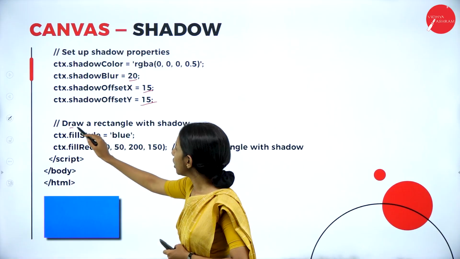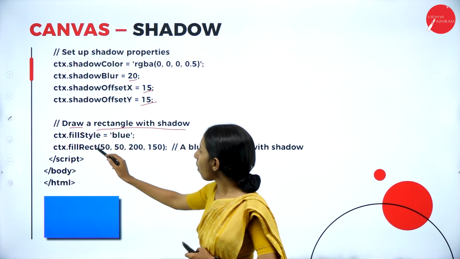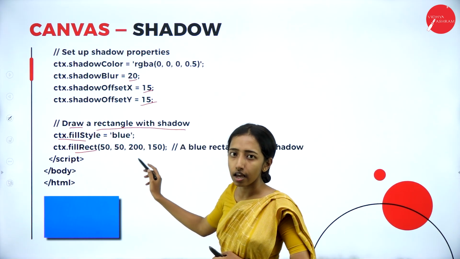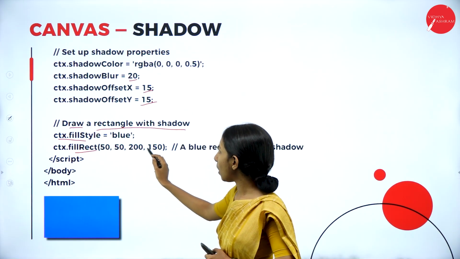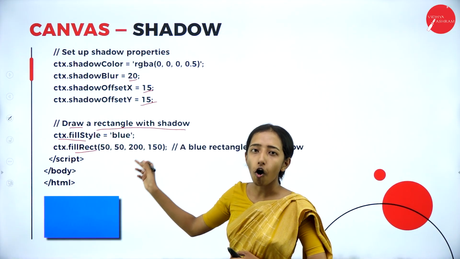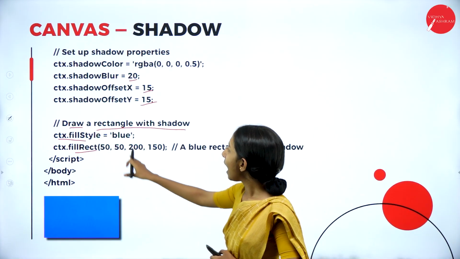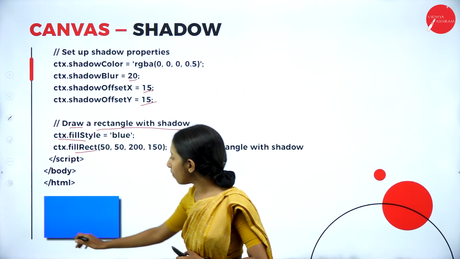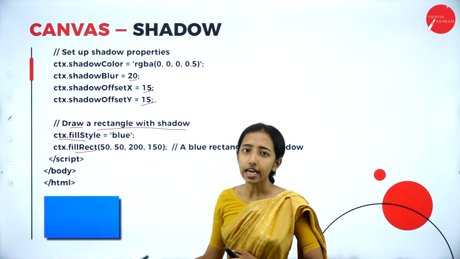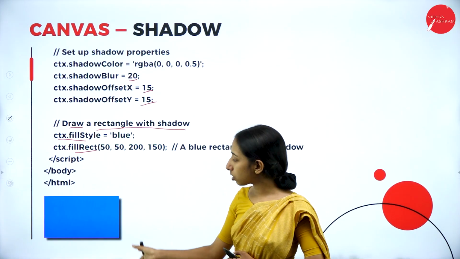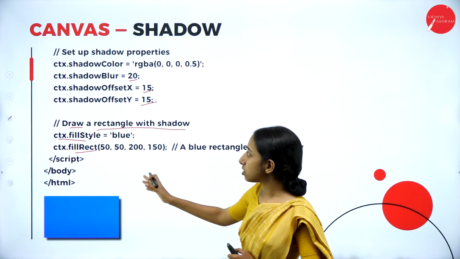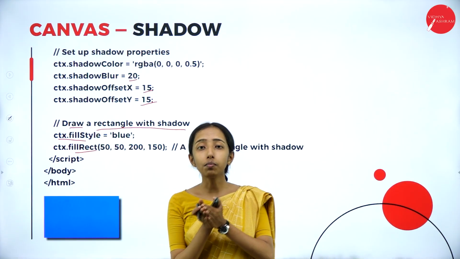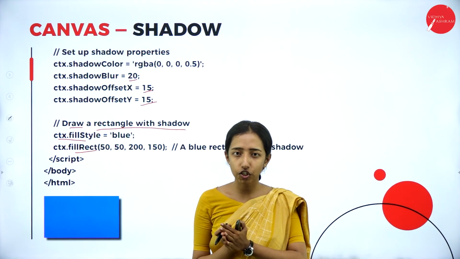I have set the shadow color, shadowBlur 20, and shadow offset 15 and 15. Then we draw a rectangle with a shadow, with the coordinates 50, 50, 200, 150, and the fillStyle is blue for the rectangle to be filled. Here we have the shadow of the object we have created. This is a simple example of how we can give a shadow to an image or text created using the canvas in HTML5.